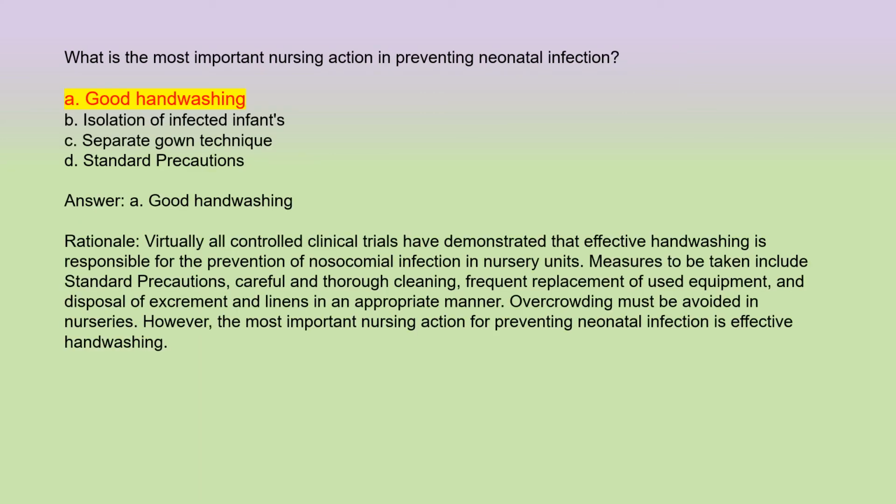Answer. A. Good handwashing. Rationale. Virtually all controlled clinical trials have demonstrated that effective handwashing is responsible for the prevention of nosocomial infection in nursery units. Measures to be taken include standard precautions, careful and thorough cleaning, frequent replacement of used equipment, and disposal of excrement and linens in an appropriate manner. Overcrowding must be avoided in nurseries. However, the most important nursing action for preventing neonatal infection is effective handwashing.